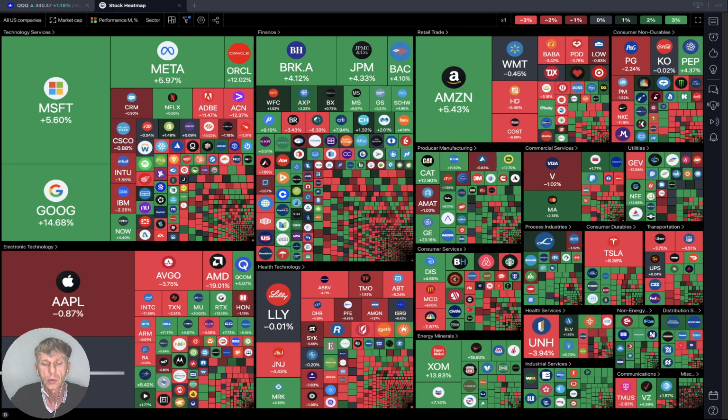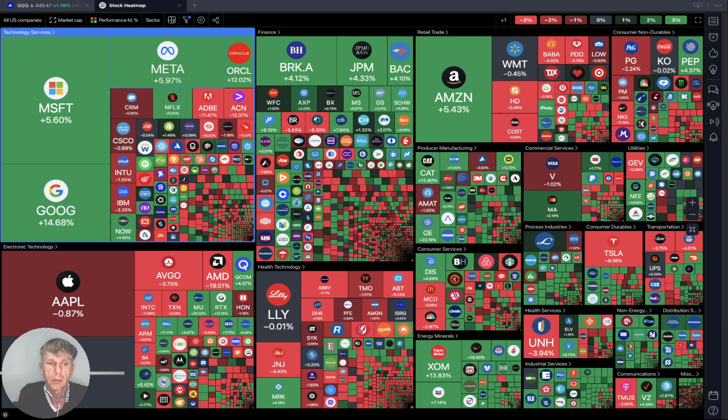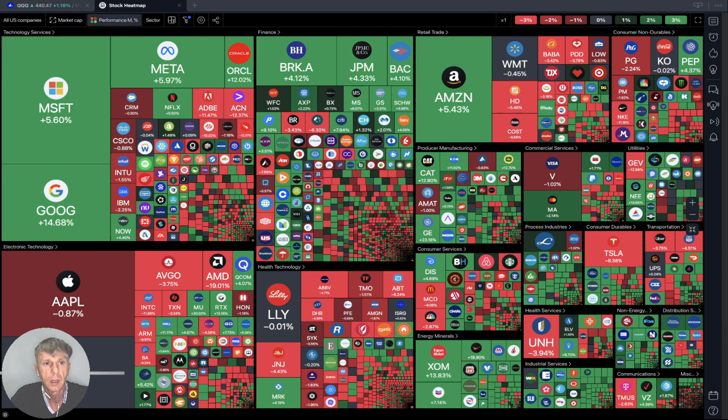Now it's time for TradingView. Let's start from TradingView, the stock market heat map based on all USA companies, market cap and monthly performance. Looks like a lot, mixed mode, right? Large caps green, small caps red. Apple red, Tesla red on monthly.